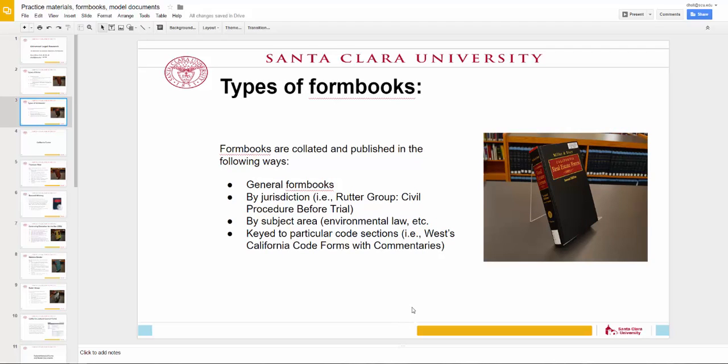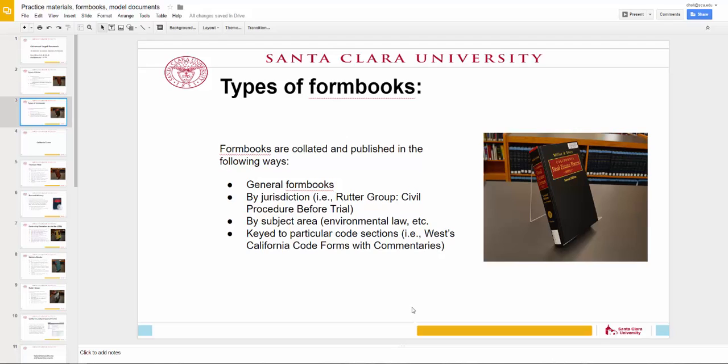Form books are collated and published in various ways. Basically, there are general form books, which are West Legal Forms, a very large set. There's something like 40 volumes to that set, and it intends to cover as many topics as possible. There are also form books by jurisdiction, and so Civil Procedure Before Trial, published by Rutter on Westlaw, is a good example of a form book that is oriented to a particular jurisdiction. We also have ones that are based on a particular subject area, and then we have ones that are keyed to particular code sections.